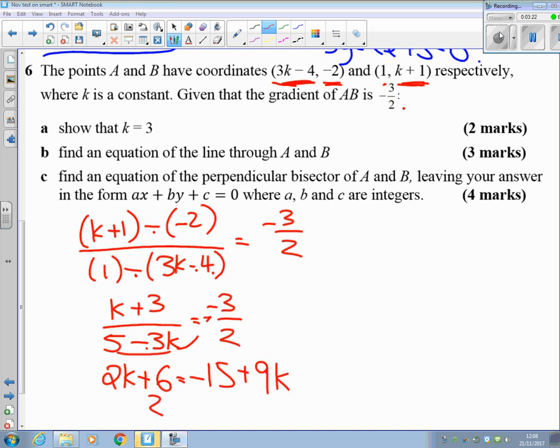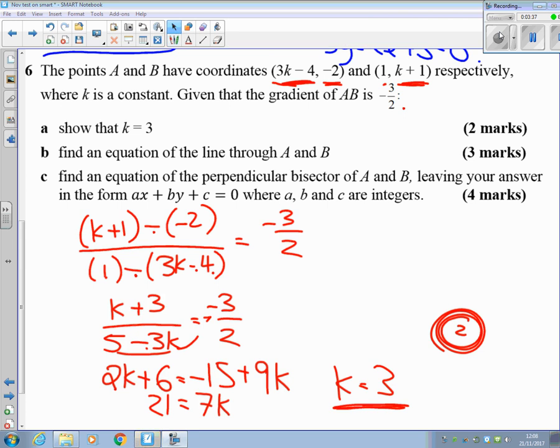Add the 15 to both sides gives me 21. Take away the 2k from both sides gives me 7k. And there it shows us that k is equal to 3. Sadly, that's only worth 2 marks. But because people struggled with that, it then meant they went wrong with the rest of it, which I hopefully showed earlier wasn't too difficult.